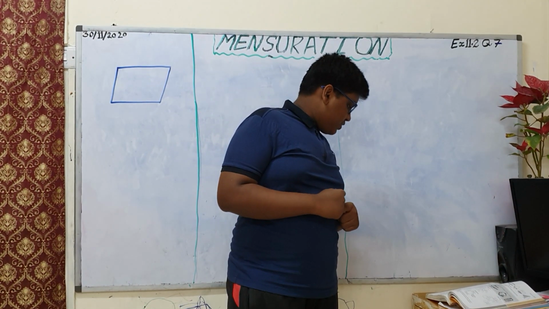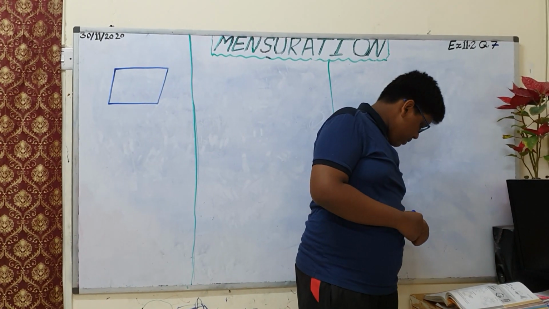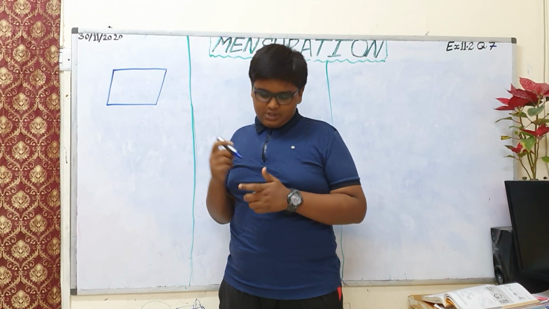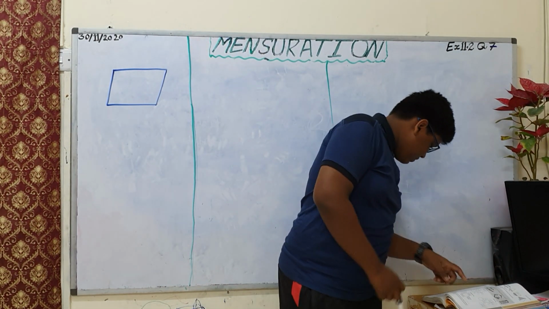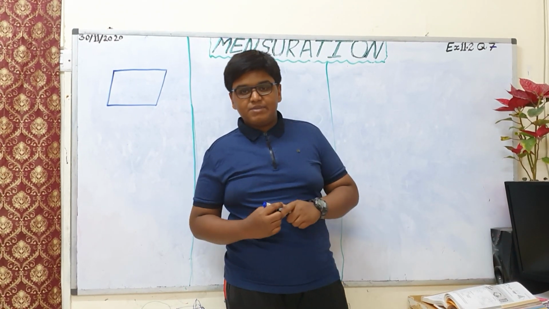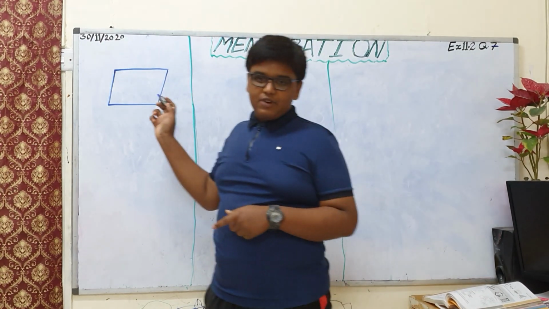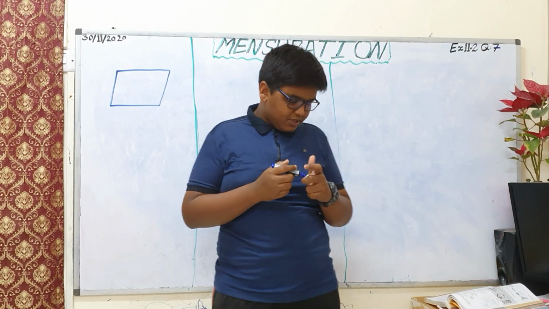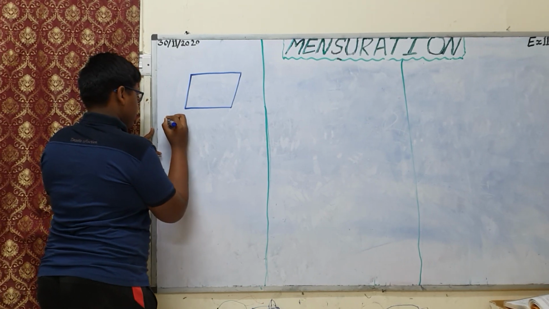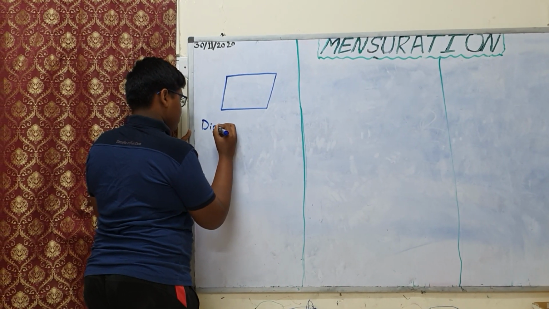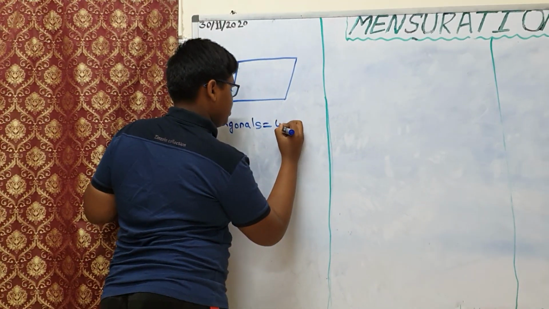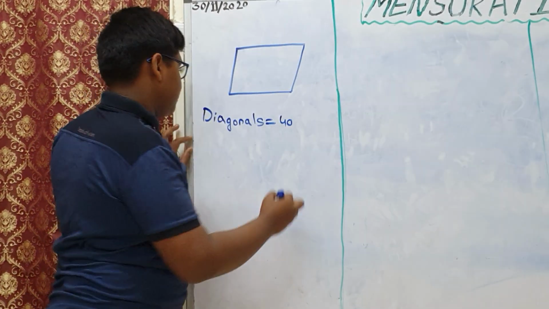So in this question they have given us a rhombus. The diagonals are 45 centimeter and 30 centimeter. So one is 30 centimeter and one is 45 centimeter. What we have to do is first write the diagonals.